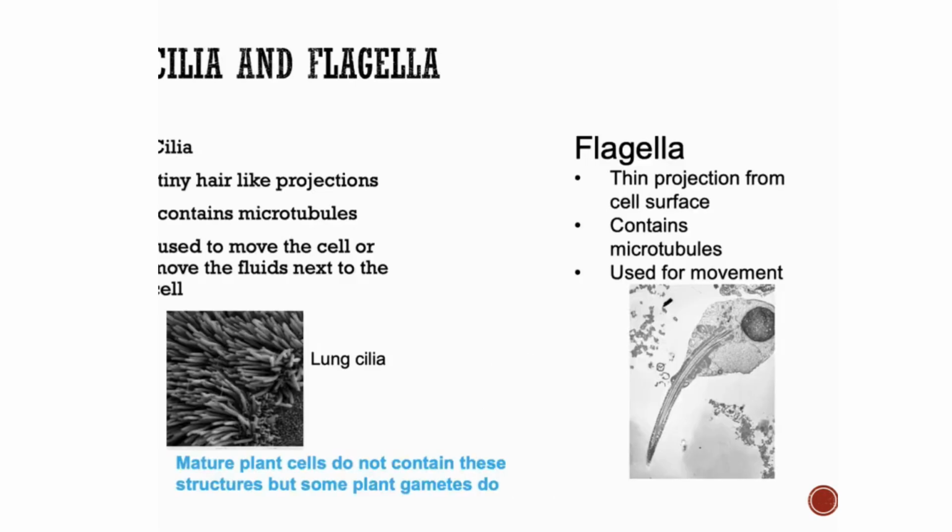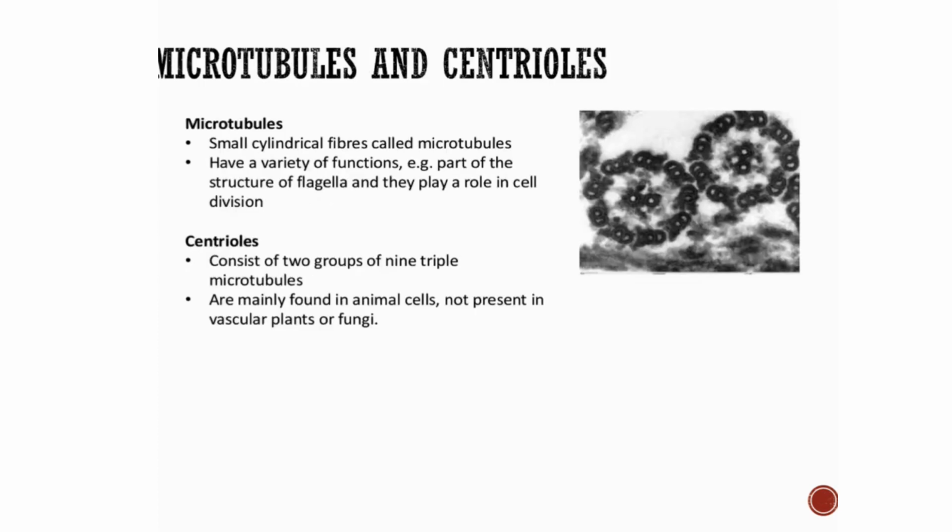Cilia and flagella. Cilia, tiny hair-like projections, contain microtubules used to move the cell or to move fluids next to the cell, such as lung cilia, or, as we can see here, in the uterine tubes. Also, we have flagella. These are thin projections from the cell surface that contain microtubules used for movement. Mature plant cells do not contain this structure, but some plant gametes do.